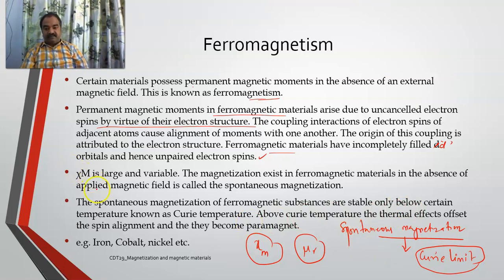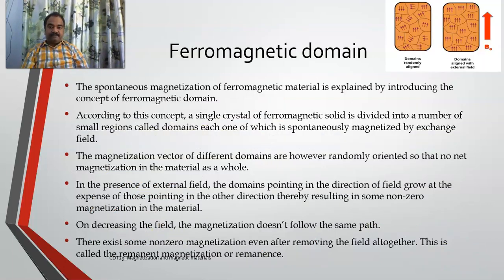Such materials include iron, cobalt and nickel. They lie in this class of ferromagnetic materials. What actually happens in this is, see, the magnetic dipoles will be oriented in this fashion. They will form themselves into some sort of domains.